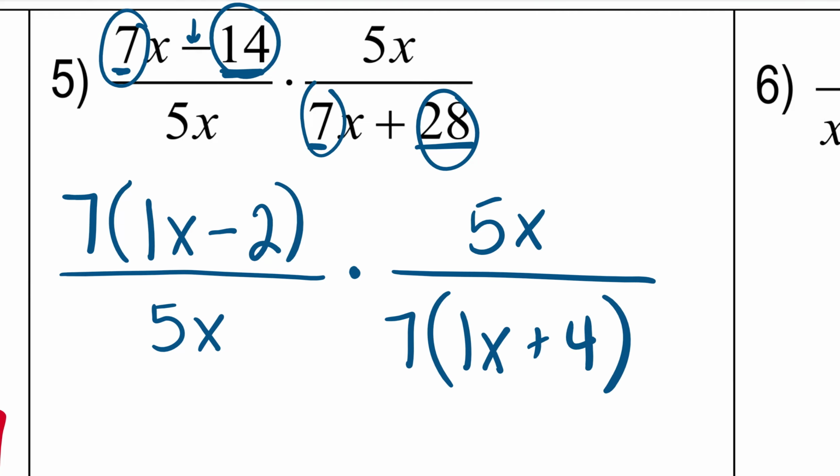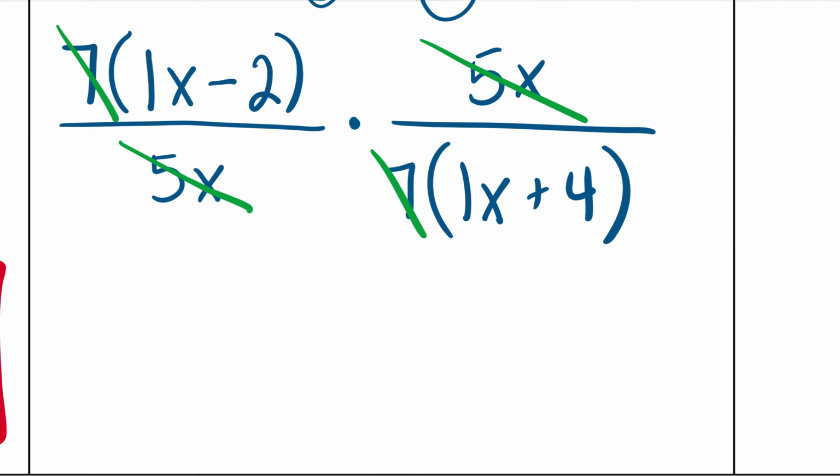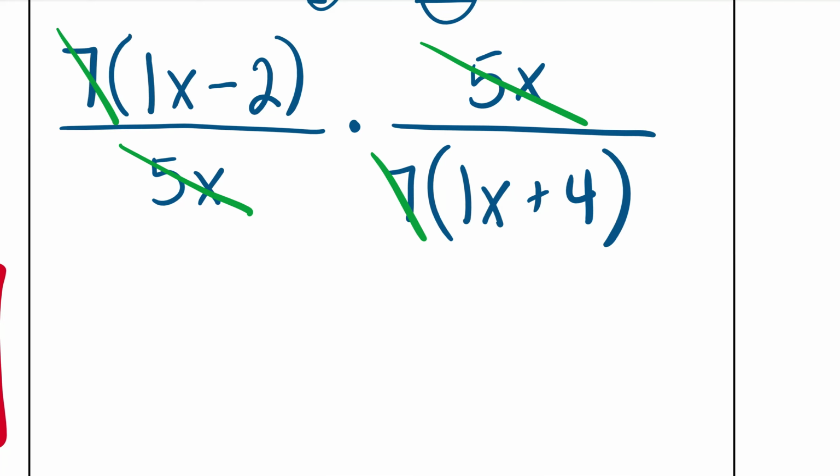Okay, now we can reduce. So if you notice, I can't reduce anything up and down, like vertically, because nothing's the same. But I can do diagonal. This 5x and this 5x can be reduced. So you can cross those out. And the 7s, this 7 and this 7 can also be reduced. So you can cross those out. Now these parentheses are not the exact same thing, so I cannot get rid of them.